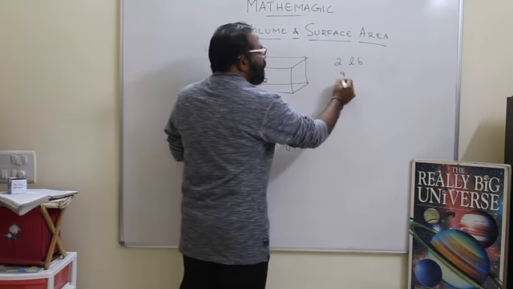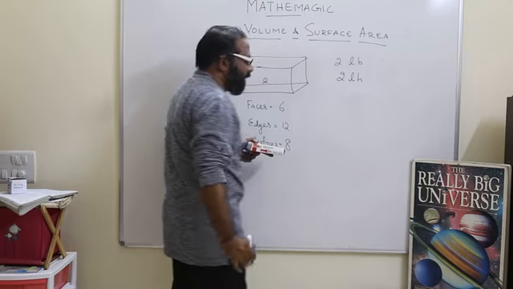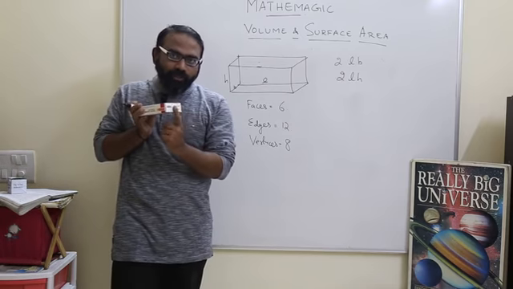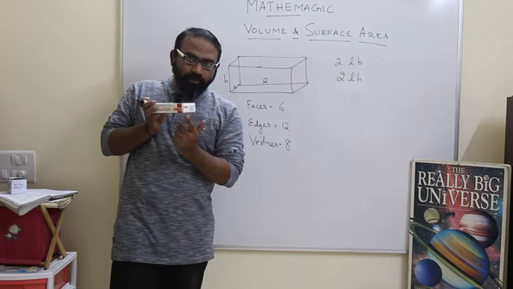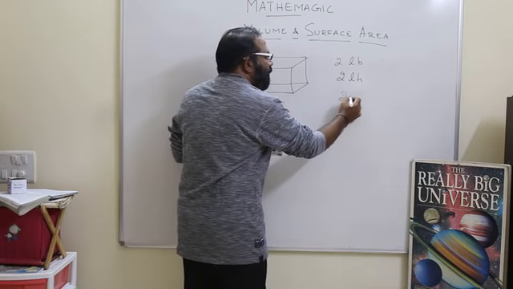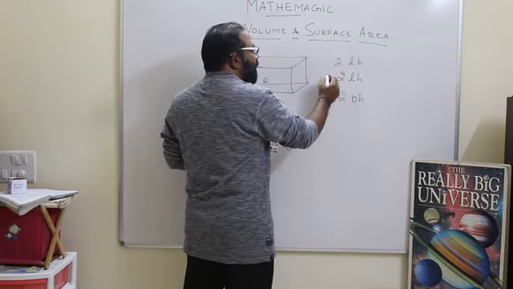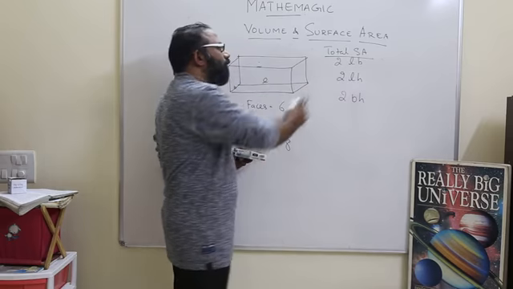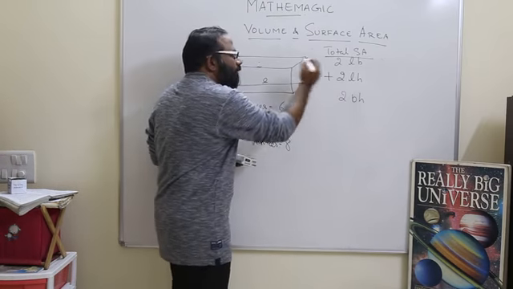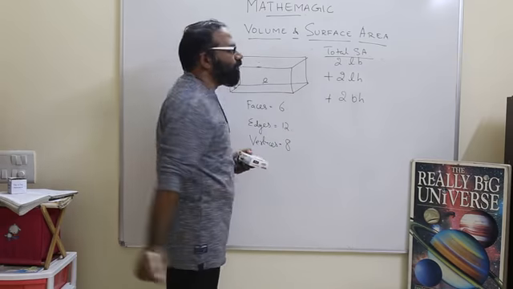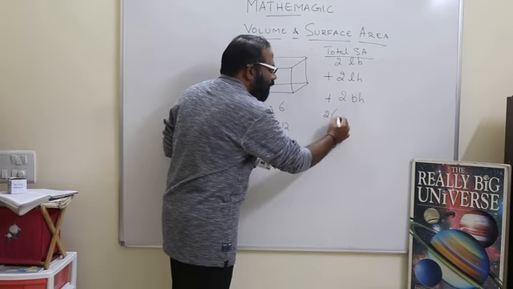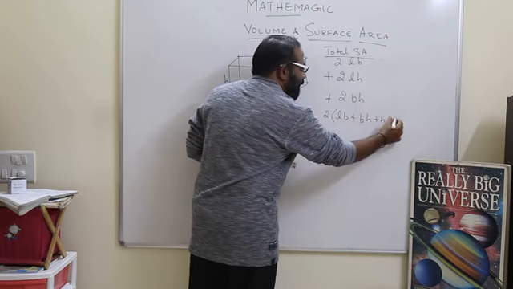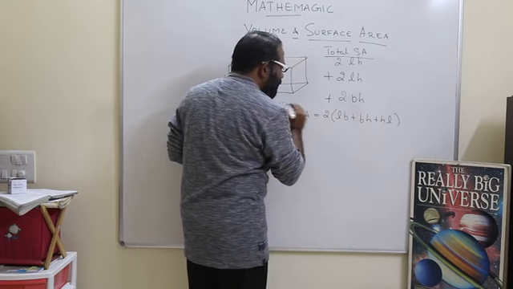So I have 2 length into height, and another one, breadth into height on this side, and you have a similar one on the other side, breadth into height. So that is 2 into breadth into height. So the total surface area would be 2 into LB plus 2 into LH plus 2 into BH, or I could write it as 2 into (LB plus BH plus HL). So this is the surface area of the cuboid.